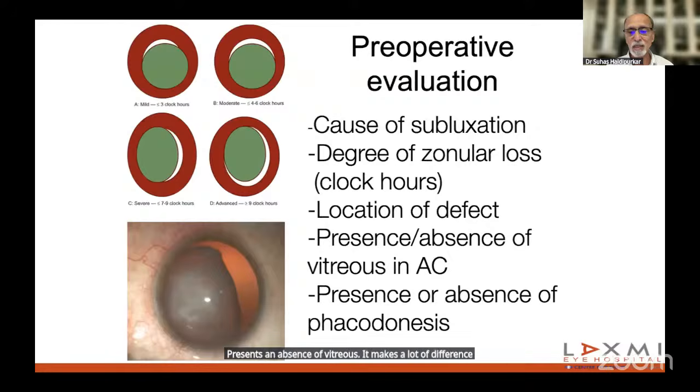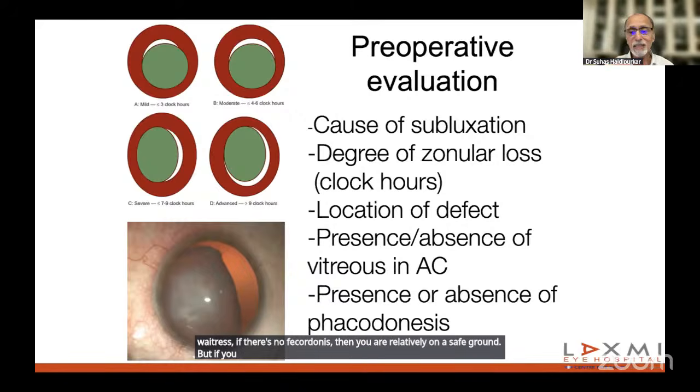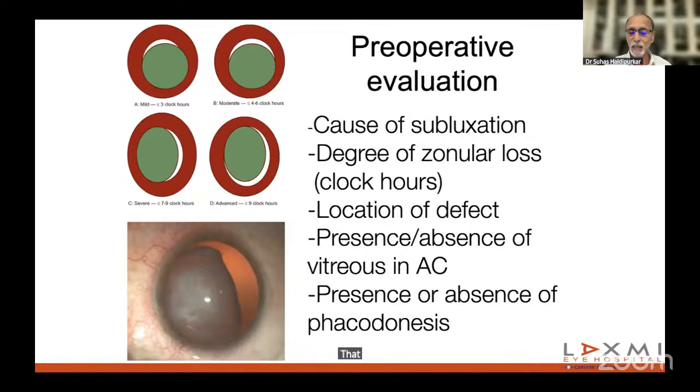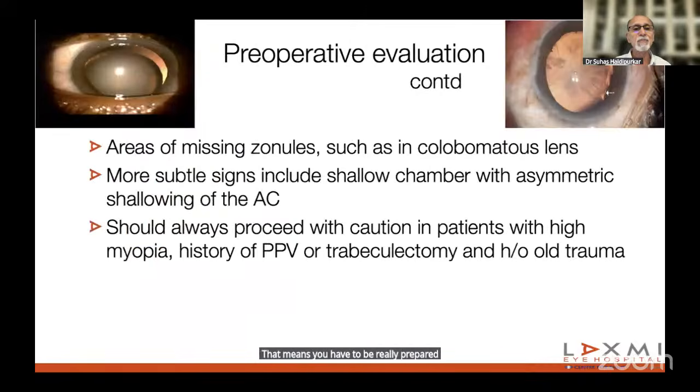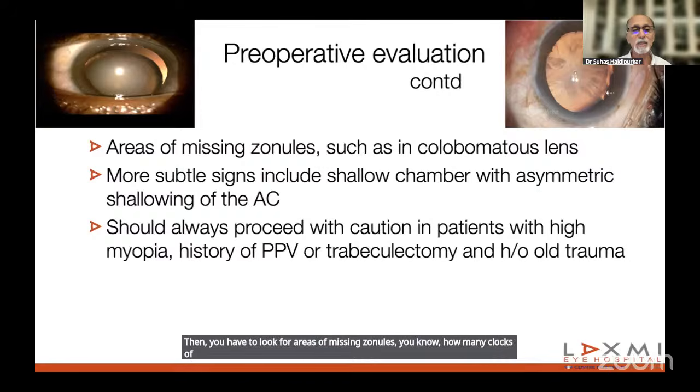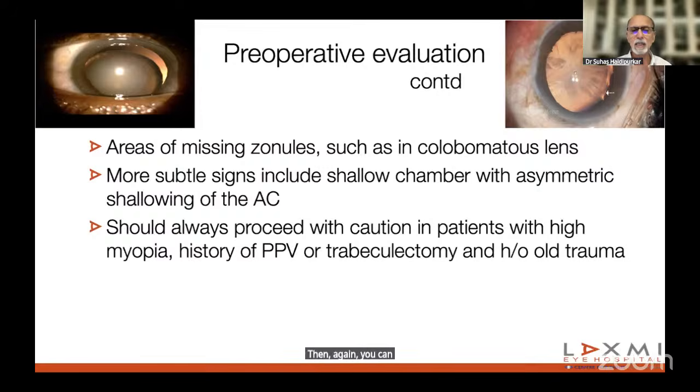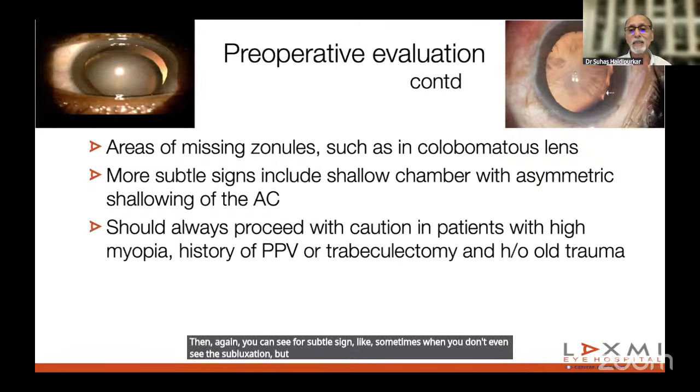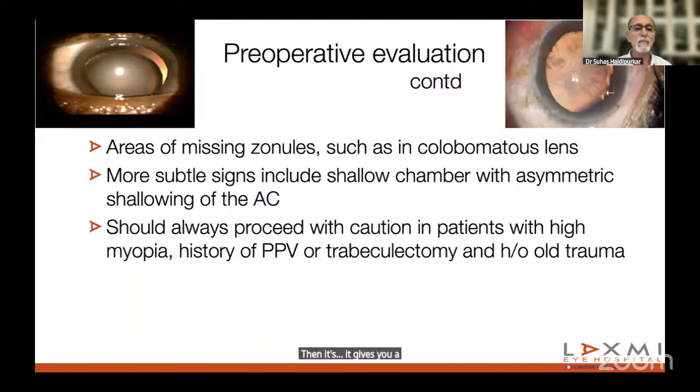If there's no vitreous and no phacodonesis, then you are relatively on safe ground. But if you have vitreous in the AC and a lot of phacodonesis, that means you have to be really well prepared for this case. Then you have to look for areas of missing zonules, how many clock hours of zonules are missing. Sometimes you don't even see the subluxation, but you know that the AC is slightly shallow or asymmetric, and that gives you a suspicion that something could be wrong.